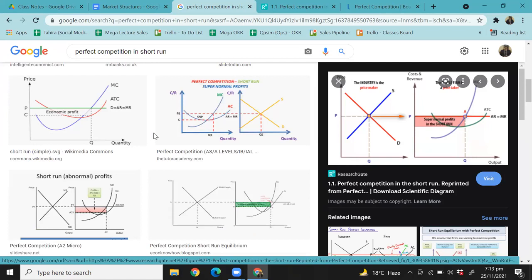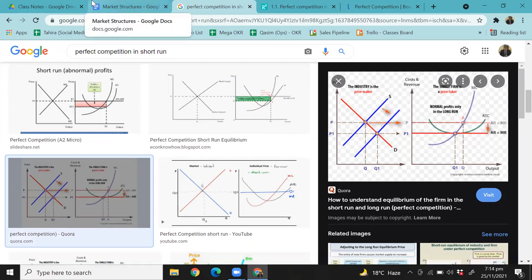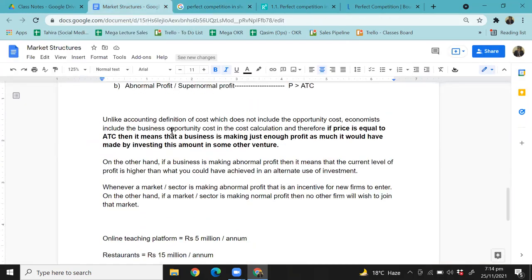Why does it come down to normal profit? Because market supply increases. Why does market supply increase? Because now here's the main part. We said if a firm is making just enough profit as other firms in other markets are making, that's normal profit, right? If Mega Lecture is earning just as much profit as it could have earned by being a restaurant, or a beauty salon or anything, that's normal profit. But if you are earning more than what other market firms are making, then that's abnormal profit, right? Now, if there is normal profit, obviously there's no incentive for new firms to enter the market, right?